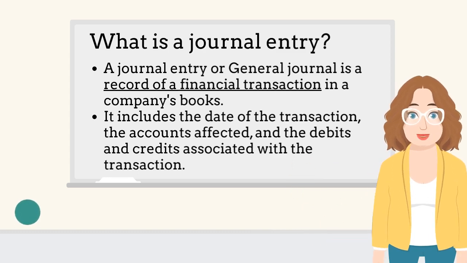First of all, what is a journal entry? A journal entry is a record of a financial transaction in a company's books. It includes the date of the transaction, the accounts affected, and the debits and credits associated with the transaction.